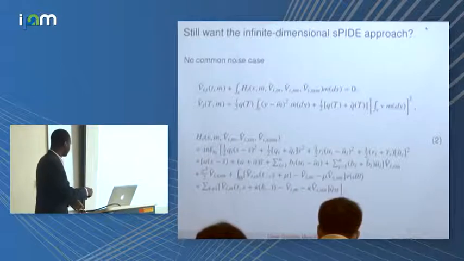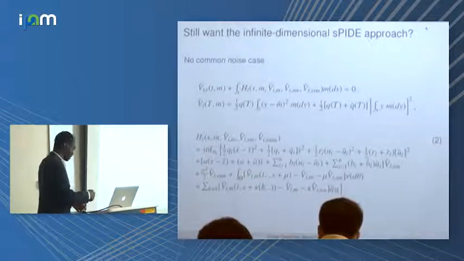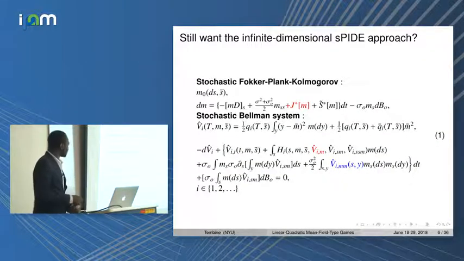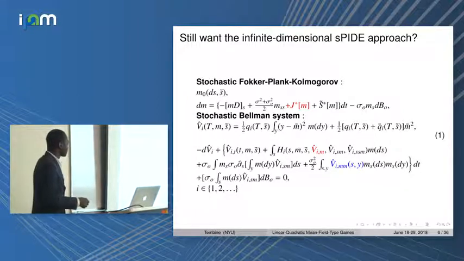So this is the case without common noise. Now let's move to the case with common noise. The jump terms are same as before. The switching terms are same as before, but the Fokker-Planck now is stochastic because I'm adding a common noise on it.